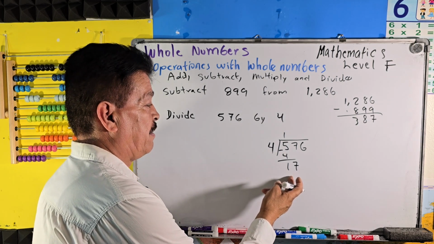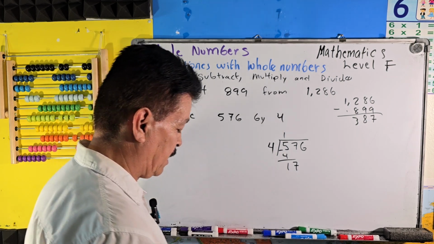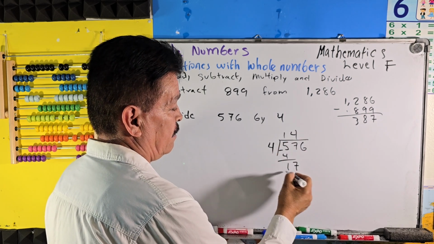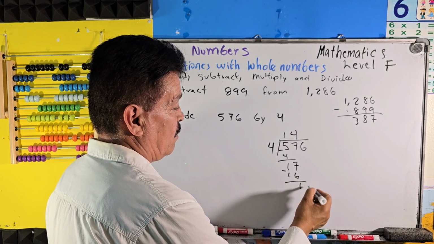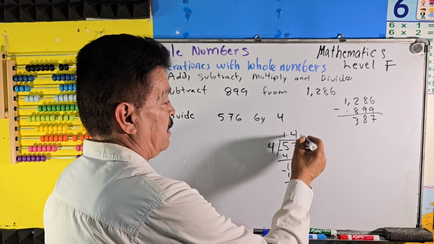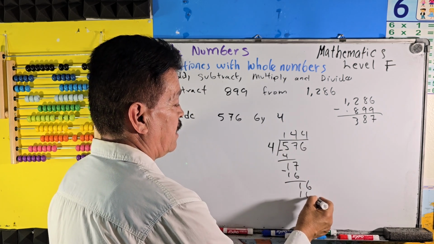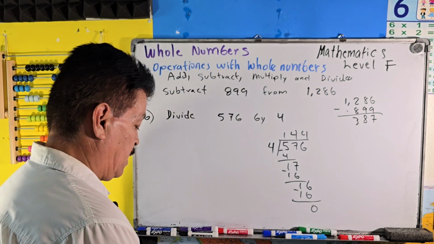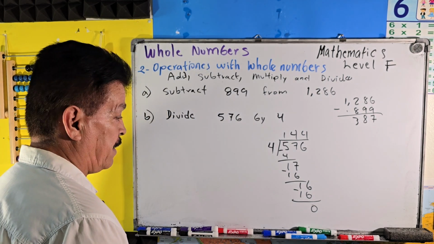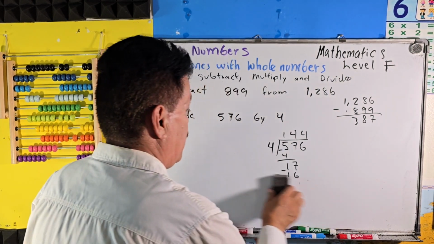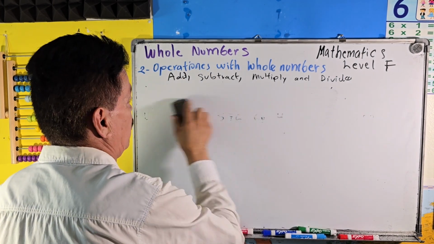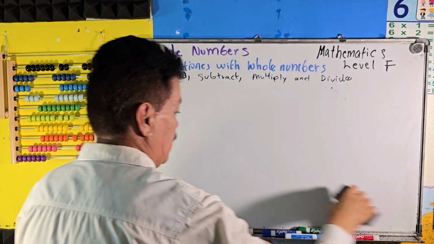Next digit is 17. Now 4 in 17, how many times? It's 4. 4 times 4 is 16. Right? Subtract, this is 1. Bring down the next one, 16. Now 4 times 4 is 16. 16 minus 16 is 0. That's it. This is the way to divide a number. Okay? Let's do more exercises about subtract or divide.